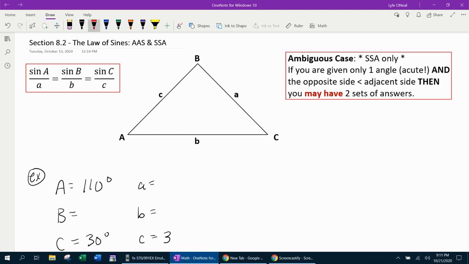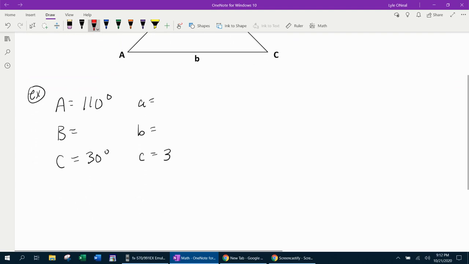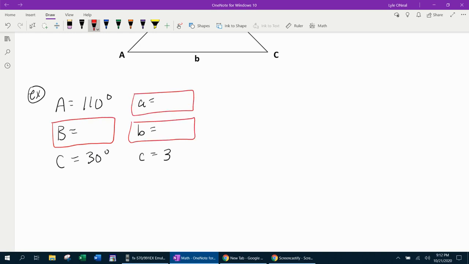And if I could summarize that real quick, the way that I normally teach it in class, it's any time that you're given an angle and the side across from it, the law of sines will apply. So our goal here is going to be to solve the triangle. Remember, that means to find all of the missing pieces. So we're going to have to find these three pieces.